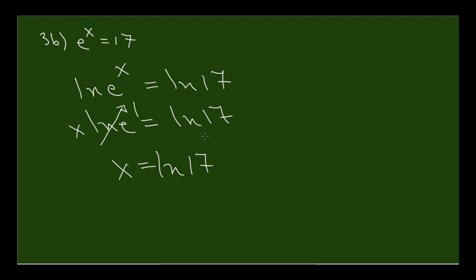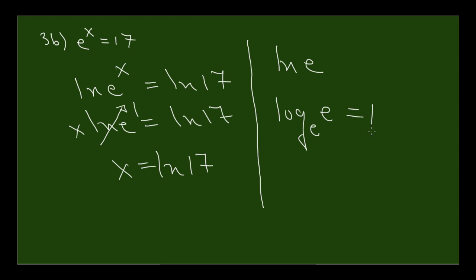And that's it. Let's just take a quick look at this natural logarithm of e really quick. The natural logarithm is simply defined as the log base e. So we have the log base e of e, which again is that log base a of a that we saw earlier. So this is just 1, and that's how that becomes 1.